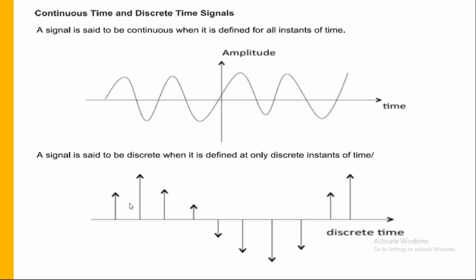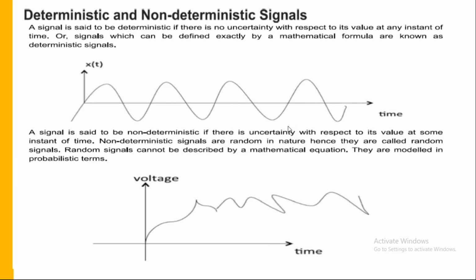So the advantage of using the discrete signal is that the power required to transmit the information with the discrete signal is less when compared with the continuous time signal. So try to understand the difference between the continuous time signal and the discrete time signal. Then the next type of classification is deterministic and non-deterministic signal. Now try to understand what you mean by deterministic.